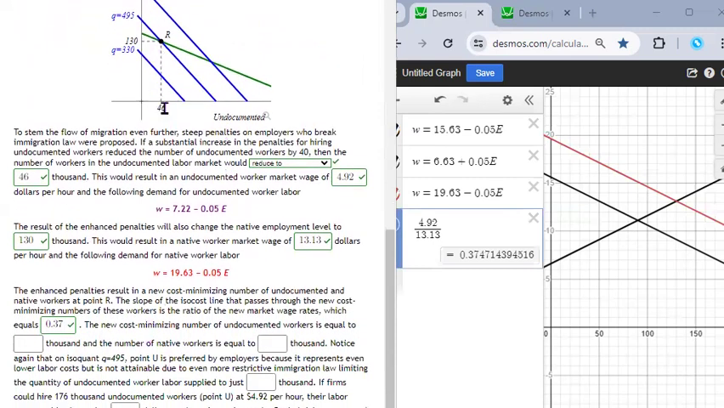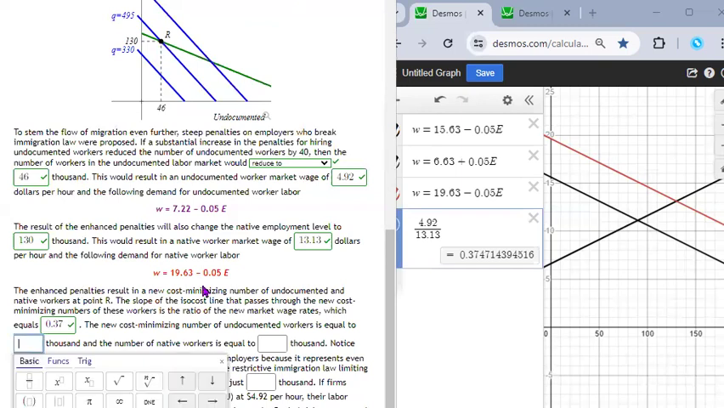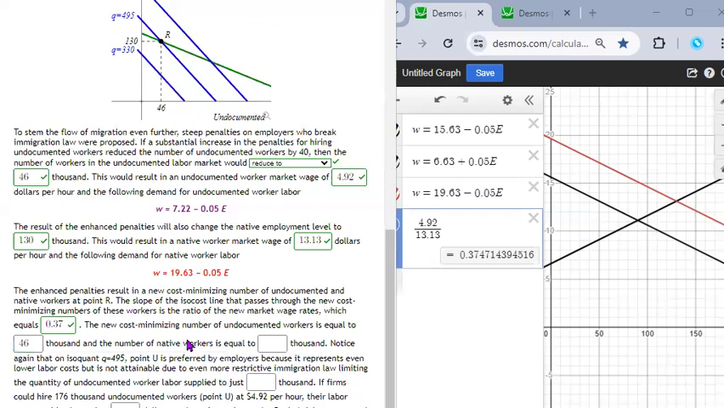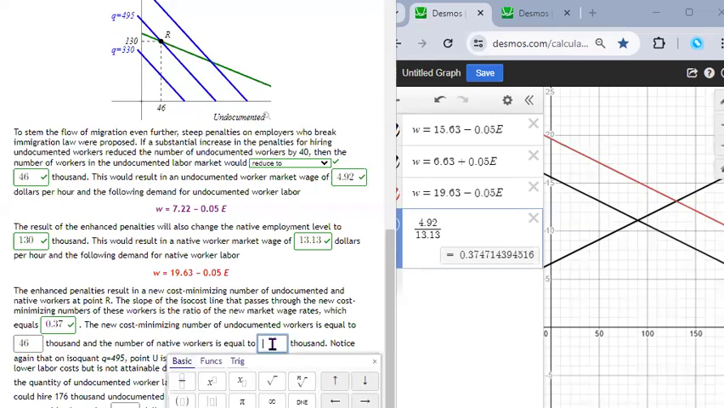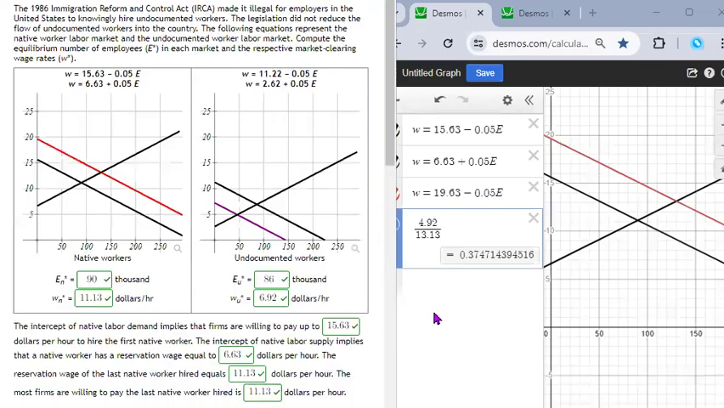So this is as big as the number of undocumented workers employed can get because of the now enhanced penalties, right? So this is as many as American firms can hire, 46,000, right? So R is the new cost-minimizing number of undocumented workers, right? That it determines that, right? And that is 46. The new number of native workers is going to be equal to 130, right? And those minimize firm cost under these enhanced restrictions.